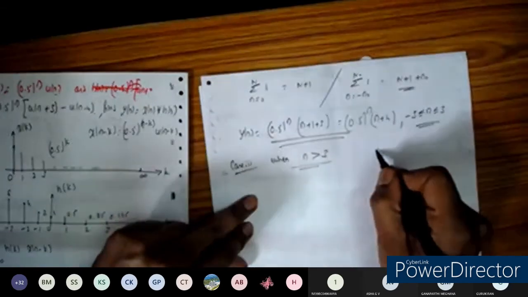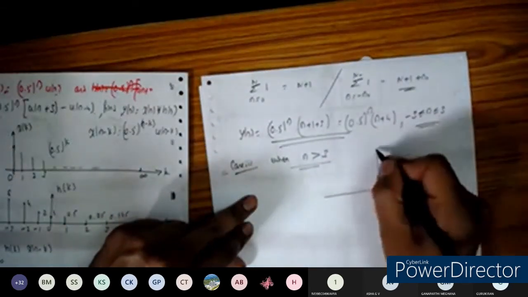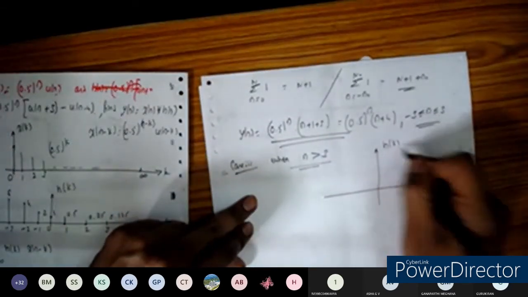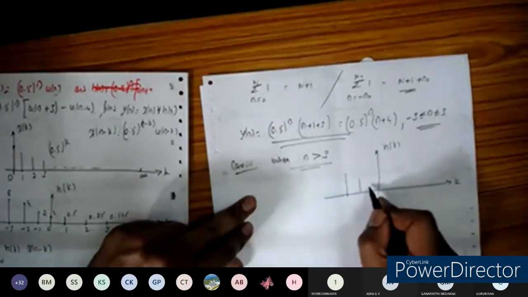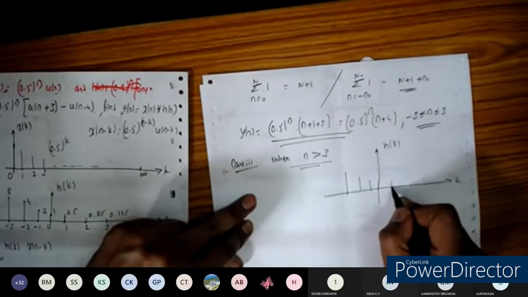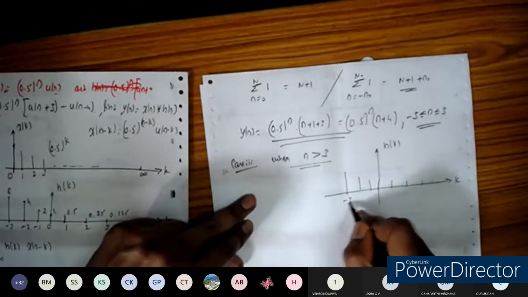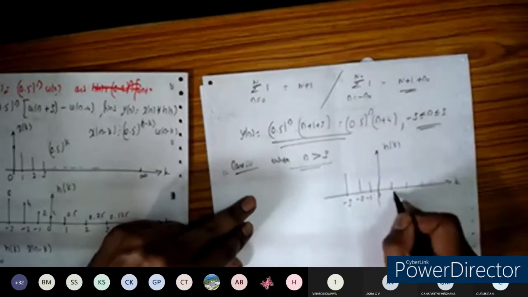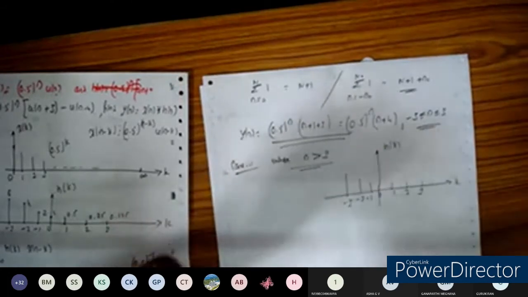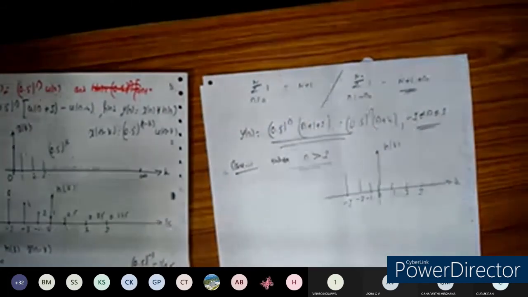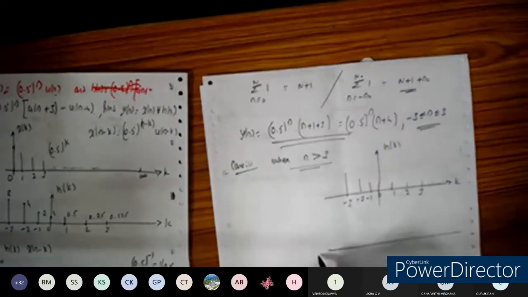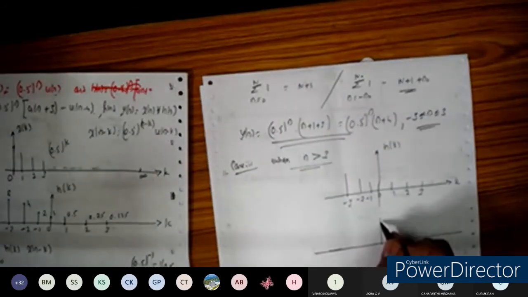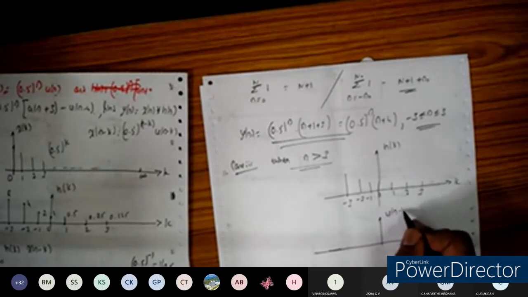I'm going to plot the waveform for the h of k. So this is h of k we will get here. So this is k, so this is -3, -2, -1, 0, 1, 2, 3. So next one is u of n minus k, I'll take here. So this is u of n minus k.